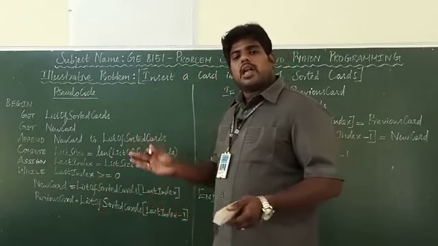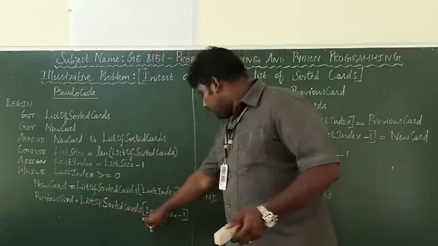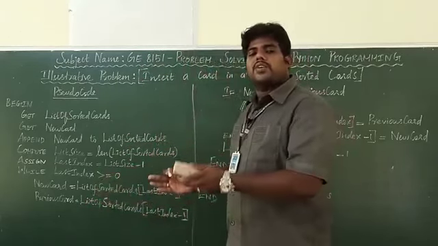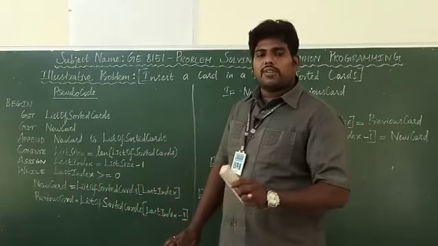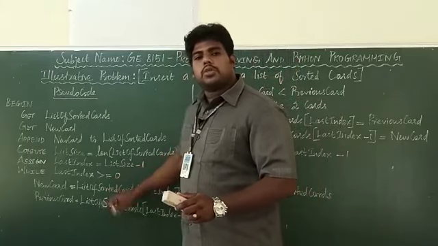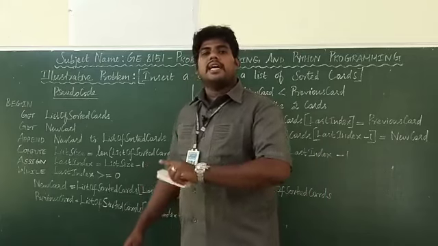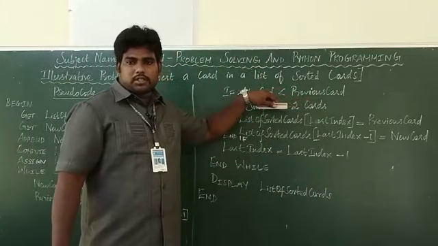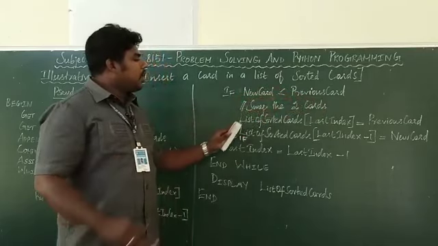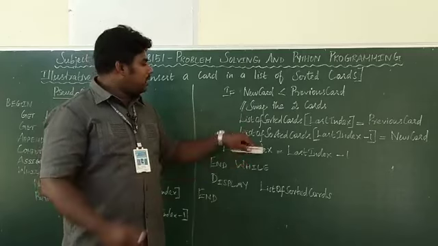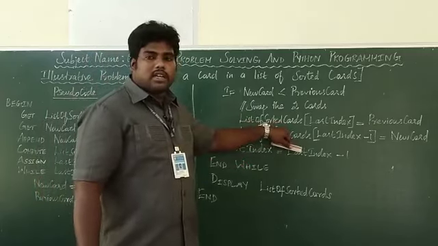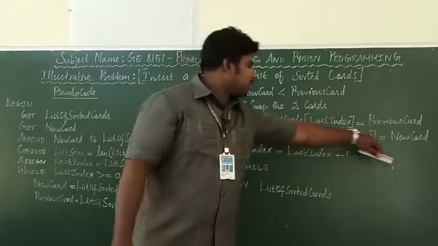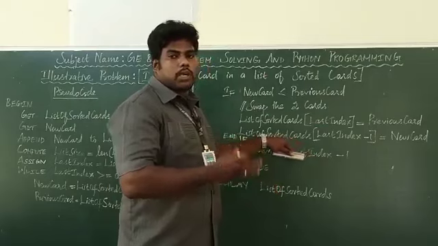As well as previous card means last minus 1, right? So previous card equals the list at last index minus 1. That is, for new card you are assigning the last position, and for previous card you are assigning the position before the last card. Have all of you got it till now? If the condition is true, these two initializations will happen. After that you have to check the condition. What's the condition here? If your new card is less than previous card, then you have to swap the cards. How are you swapping? See here, list of sorted cards is your list, the last index equals previous card. You are putting the previous card value at the last position and you are putting the new card value in the last minus 1, the previous position.